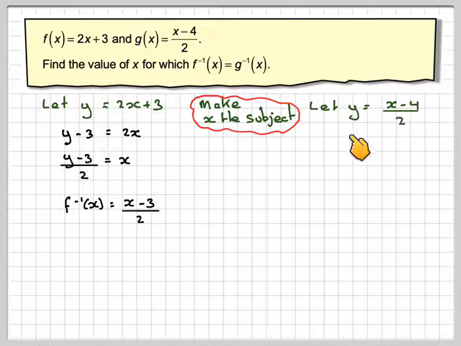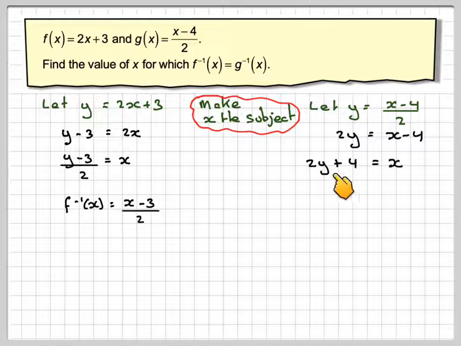For the other function, y is (x minus 4) over 2. Multiply both sides by 2, so you get 2y is equal to x minus 4. We're trying to make x the subject again, and then we get 2y plus 4 is equal to x. Interchange the x and y's, so the x will become g to the minus 1 of x. This will represent the function, but we change the y to x. So we get 2x plus 4.